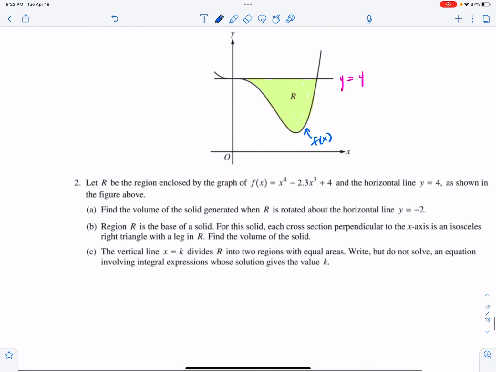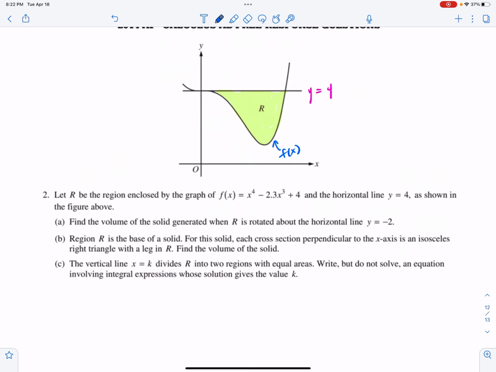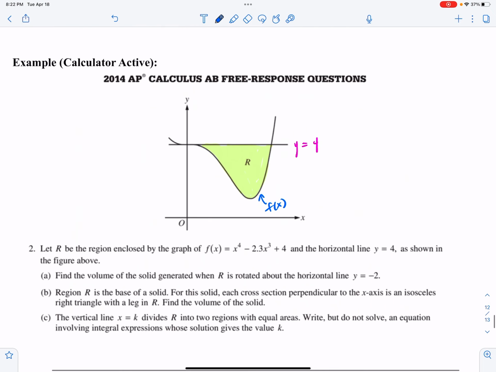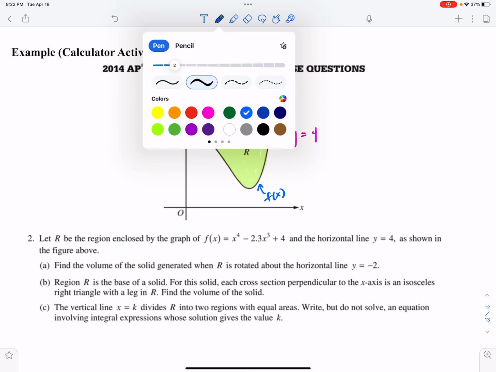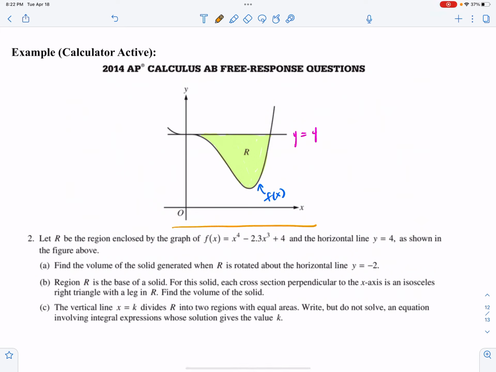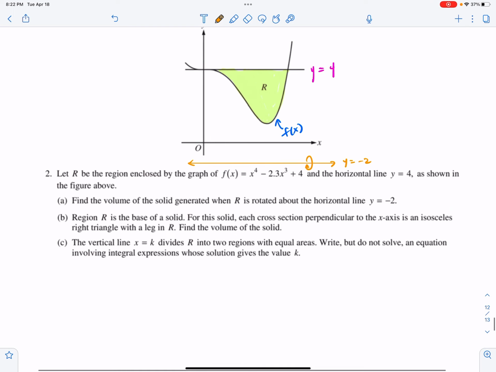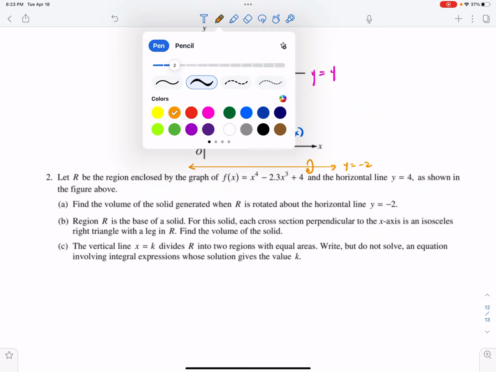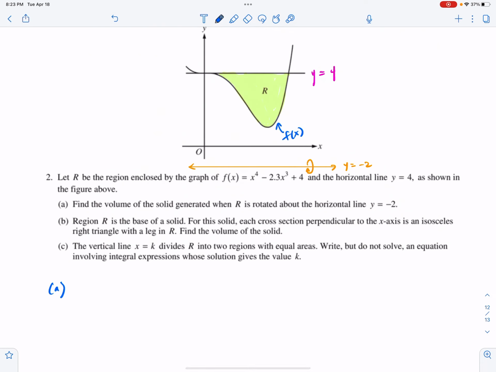Okay, so we need the volume of the solid generated when R is rotated about the horizontal line y equals -2. Okay, well, y equals -2 is down here. All right, y equals -2 is down here. Rotating around y equals -2. So that means we're going to have vertical slices, meaning our integral that represents the volume will be with respect to x.